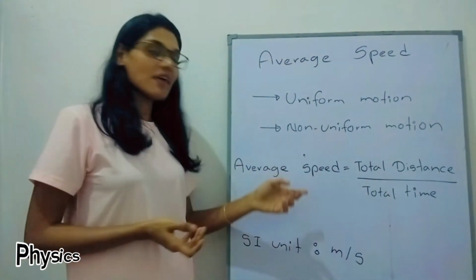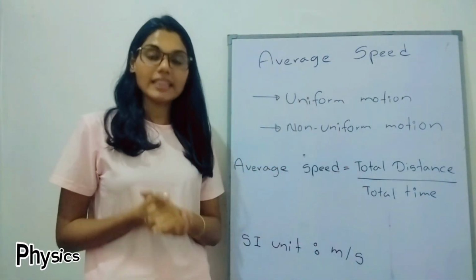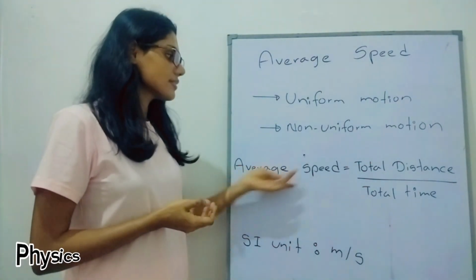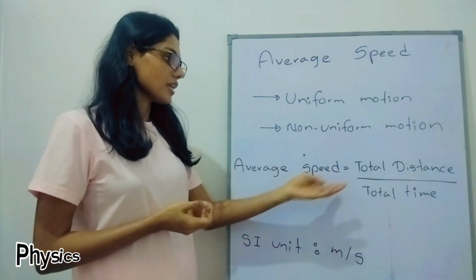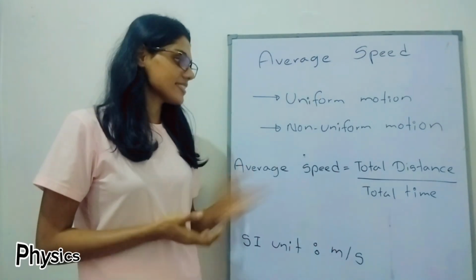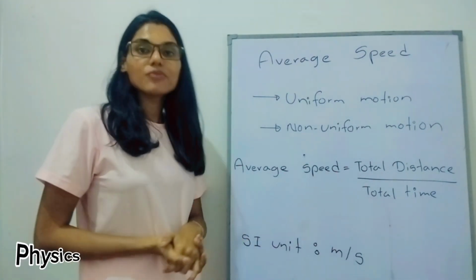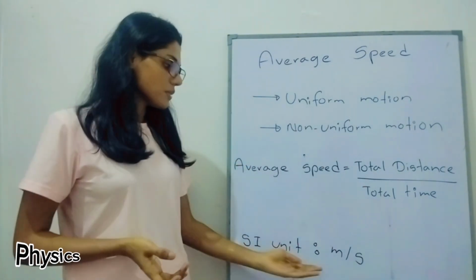To find the average speed, we need to consider the total distance and the total time taken. Then we can find the average speed by this equation: average speed equals total distance divided by total time. And the SI unit for average speed is similar to speed, which is meters per second.